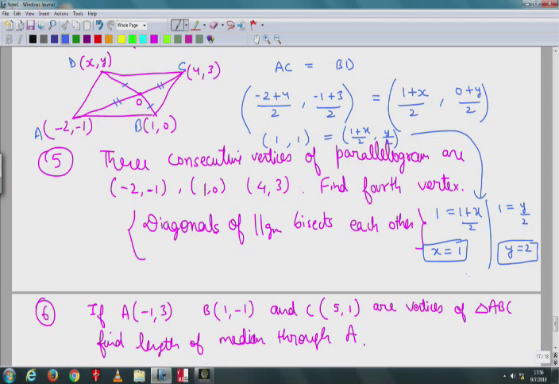So I hope you got it. 1 comma 2, Kohima Center.